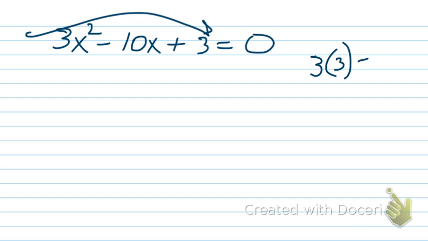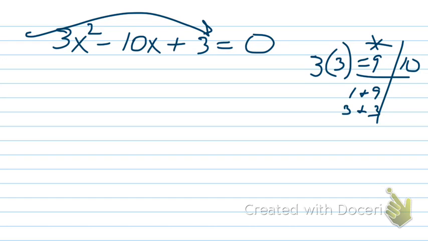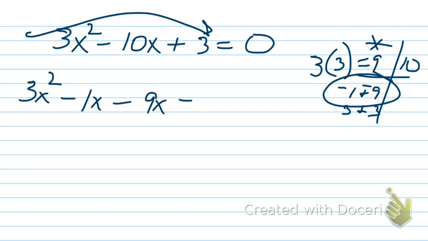3 times 3 is 9. We want numbers that multiply to make 9, have the same signs, both negative, and they've got to add to make 10. Your choices are 1 and 9, 3 and 3. We've got the magic pair, and the signs are negative. We could expand the middle, call it grouping, call it the AC method, put the 1x in the front or put the 1x in the back.